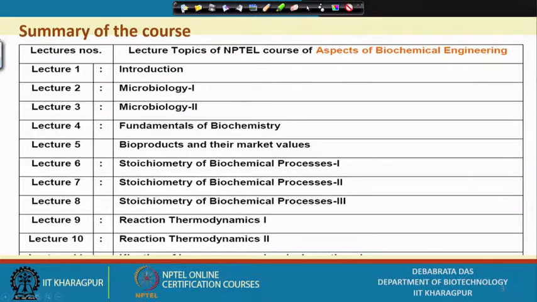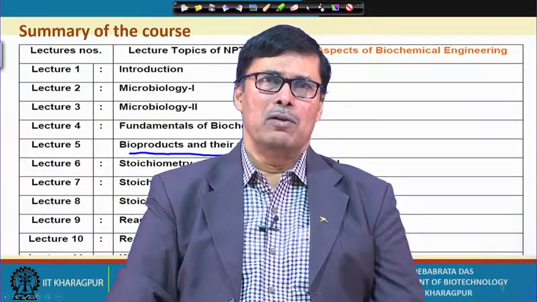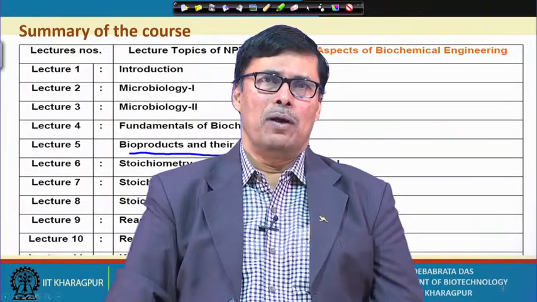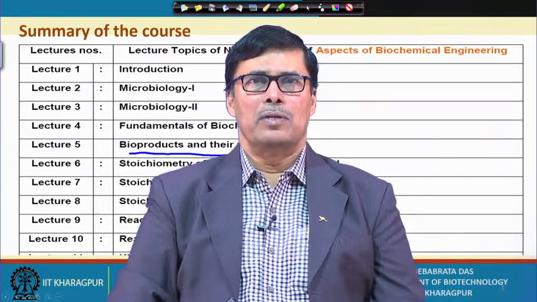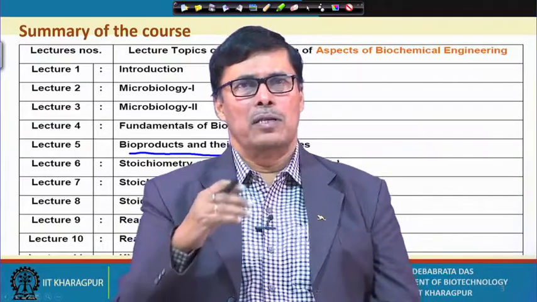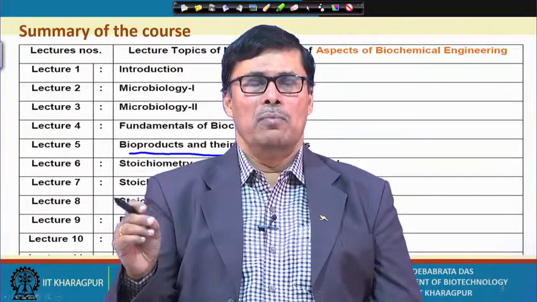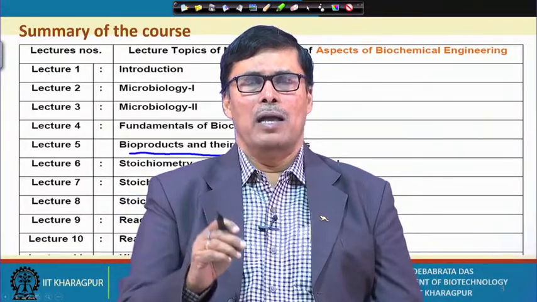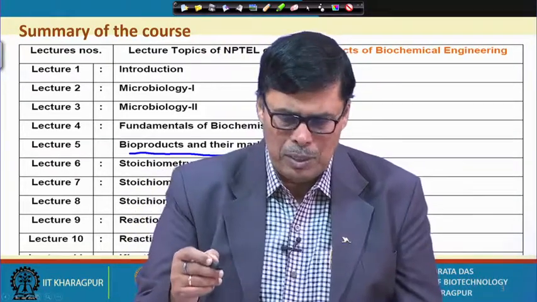And then we tried to discuss what the different bioproducts available in the market are, and their market values, because that is very important. Those who are involved with biotechnology or biochemical processes should know what the different products available in the market are. And we tried to classify these products into three different types: low value, high volume products; medium value, medium volume products; and high value, low volume products. So this is how we do the classification.